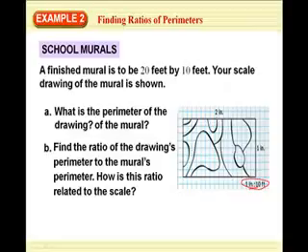What is the perimeter of the drawing and of the mural? Okay, well, the drawing is 2 inches by 2 inches by 1 inch, 2, 4, 5, 6. The perimeter of the drawing is 6 inches. The perimeter of the mural is 20 and 20 and 10 and 10, that would be 60 feet.